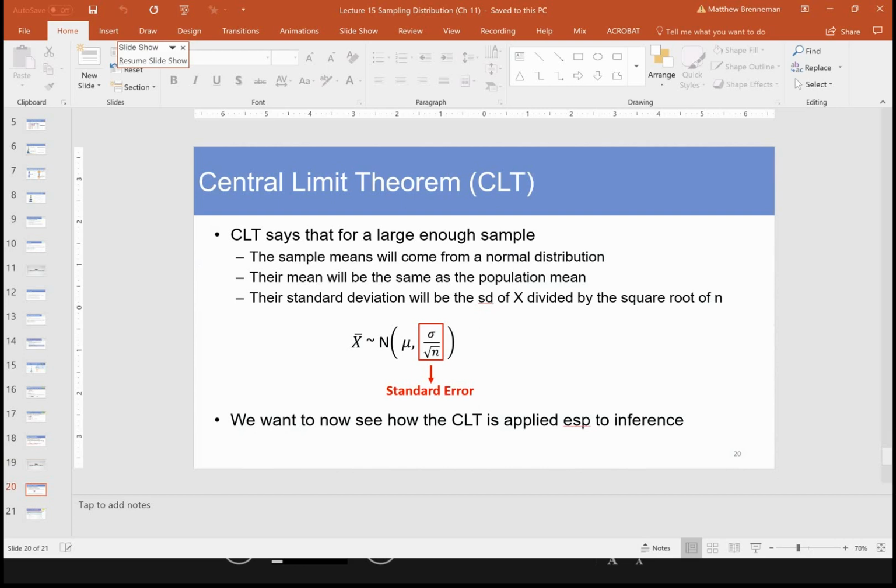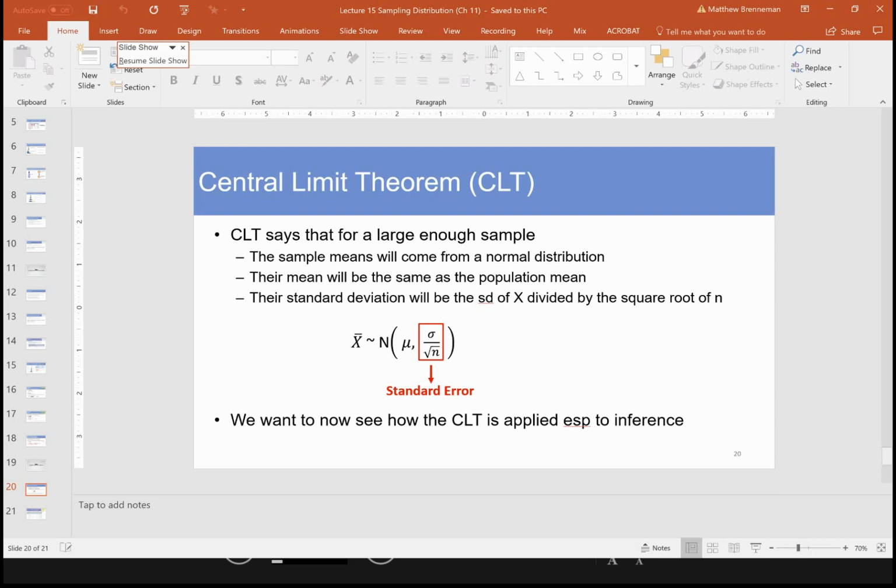So just to rehash this really quick, this is what the central limit theorem says. It says that if you have a large enough sample, the sample means have a normal distribution, their mean is the same as the population mean, and their standard deviation is smaller, right? The standard deviation of the variable divided by the square root of n.